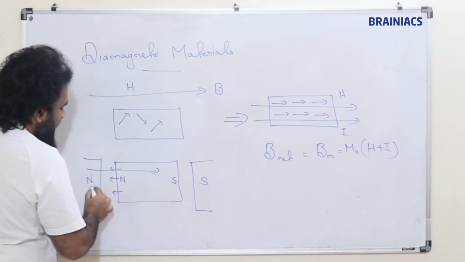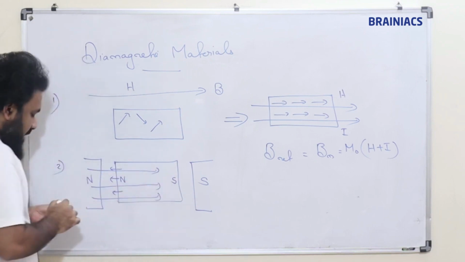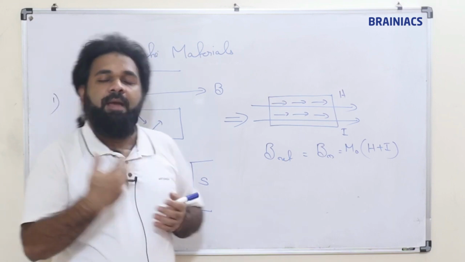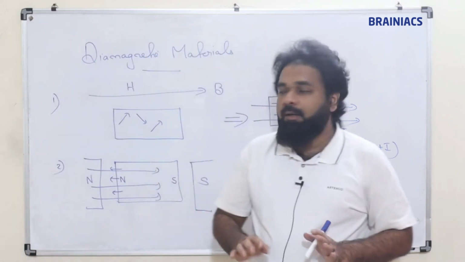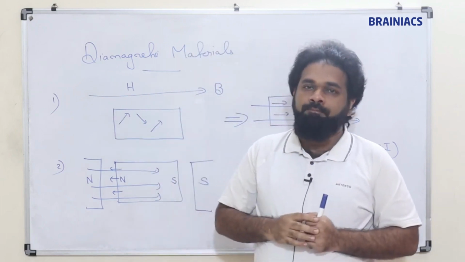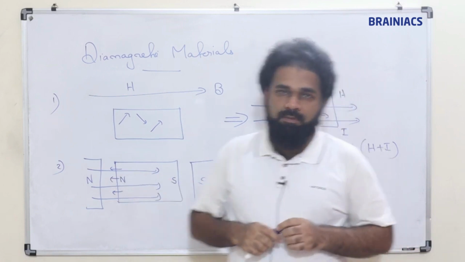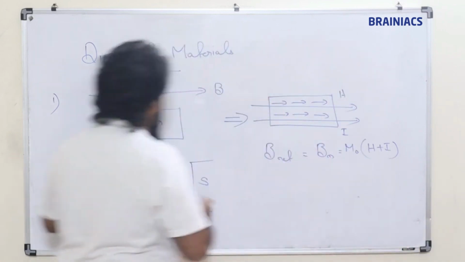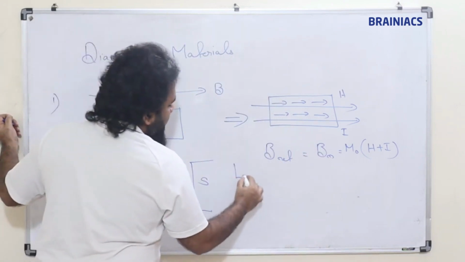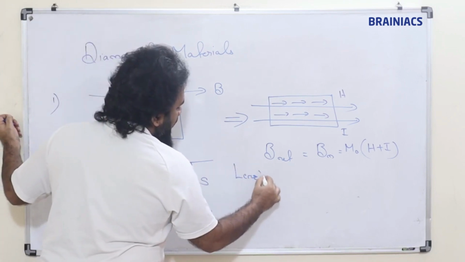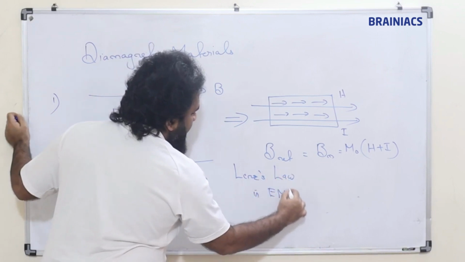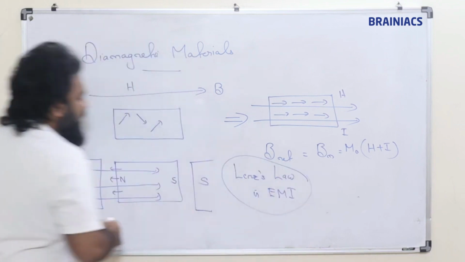If there is a magnetic field, a small opposition will be there. This alignment of magnetic dipoles will happen, but other than that, there will be a small opposition to the immediate change that is happening. This objection or rejection or opposition we will study using Lenz's law in the chapter electromagnetic induction. Lenz's law we study in electromagnetic induction.